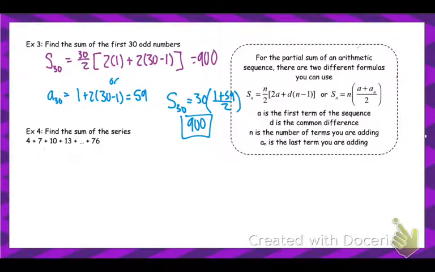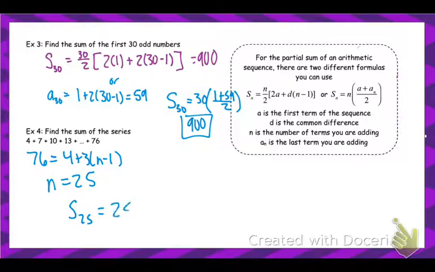So I need to start by using the sequence formula to determine what number 76 is. So 76 is going to equal 4 plus 3 times n minus 1. Now I can solve for n. Subtract 4, divide by 3, add 1, and I figure out that 76 is the 25th term in that sequence. That means to find this sum, I'm adding 25 terms. Your choice on which formula, I'll go ahead and use the second one because it's a little bit faster in this case. So 4 plus 76, divided by 2, times 25 is going to give me 1,000.